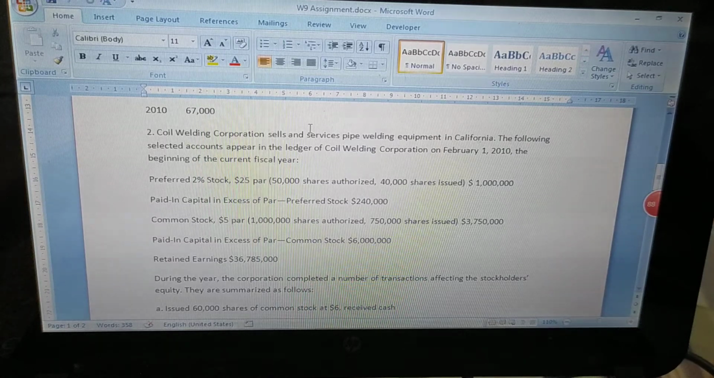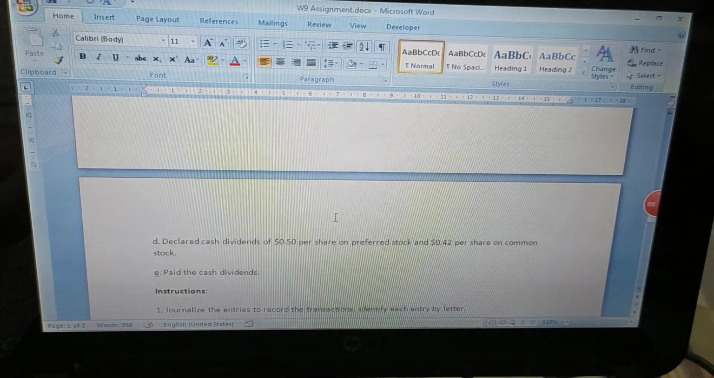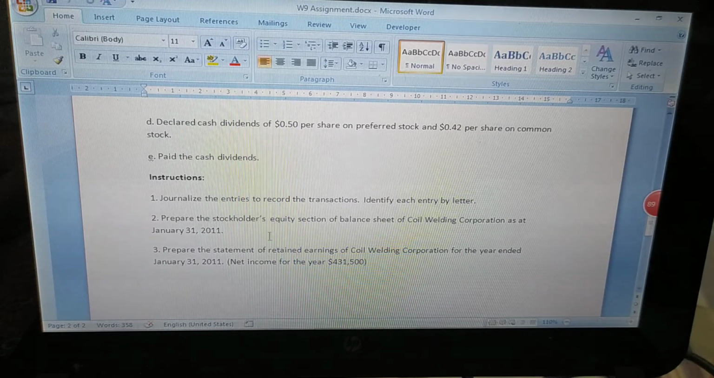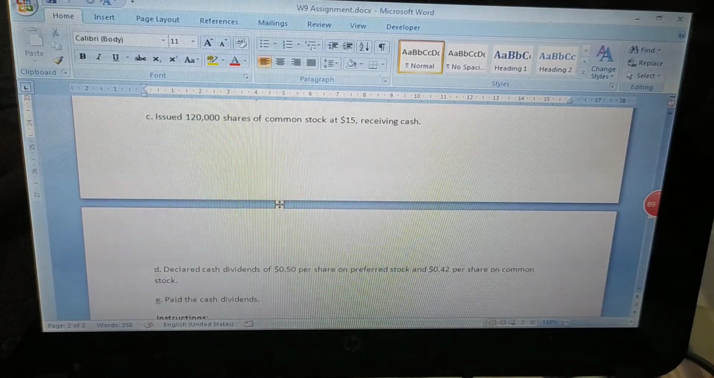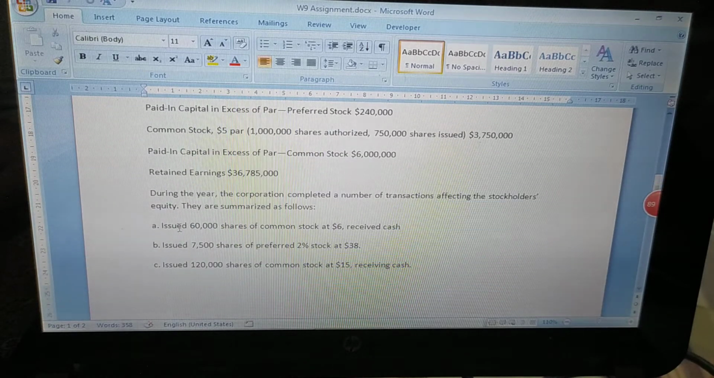So for number 2, we are asked to make the journal entries, and then we prepare the stockholders' equity section of the balance sheet, and then we prepare the statement of retained earnings of the company. So we start first from the journal entries. A. Issued 60,000 shares of common stock at 6, received cash.